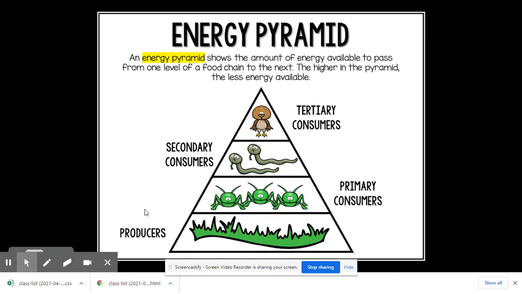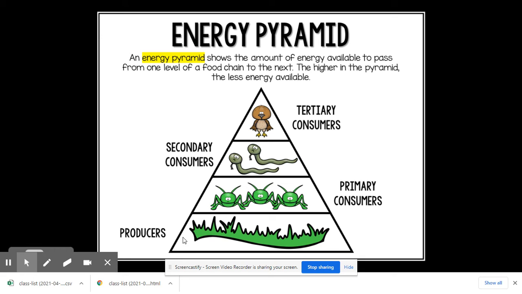And then we're going to talk briefly. This is an energy pyramid. You've probably seen on backs of some food boxes that you have at home a food energy pyramid. This is very similar. This energy pyramid shows the amount of energy available to pass from one level of a food chain on to the next. The higher in the pyramid, guess what? The less energy is available.